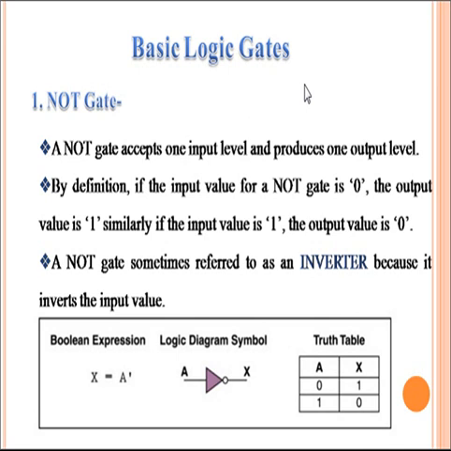Now, what are the basic logic gates? The first gate is a NOT gate. Here is the NOT gate symbol. This NOT gate accepts only one input level and produces one output level. According to the definition, if the input of a NOT gate is 0, then the output value will be 1. Similarly, if the input of a NOT gate is 1, then the output value will be 0. We can represent the Boolean expression for the output equation as the complement of the input, nothing but A bar. Sometimes this NOT gate is also called an inverter because it inverts the input level or input value.